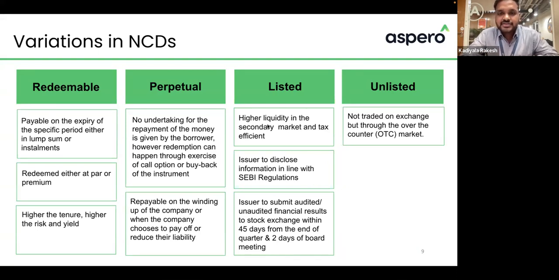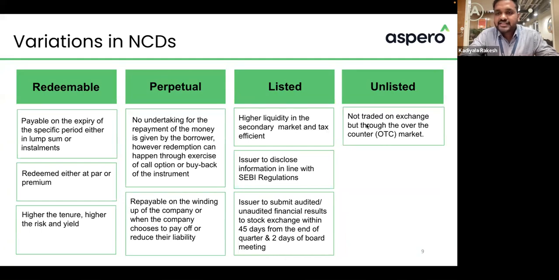And coming to the listed ones, there is higher liquidity in the secondary market, they are tax efficient, and the issuer needs to disclose information in line with SEBI regulations. Whenever the financials get audited every quarter, whether audited or unaudited, they need to submit those financials to the stock exchange within 45 days from the end of the quarter. And whenever there is an internal meeting, like a board meeting, 2 days after that they need to submit the outcomes of the meeting to SEBI.